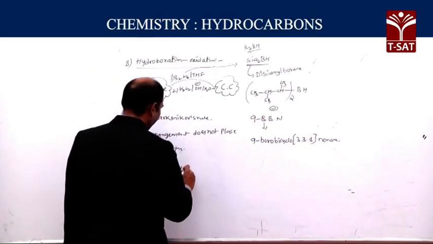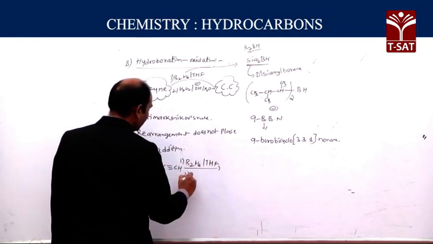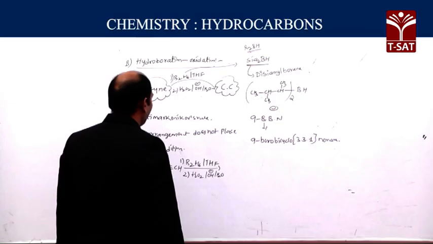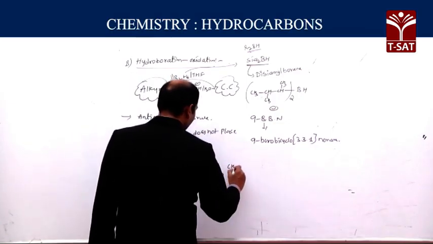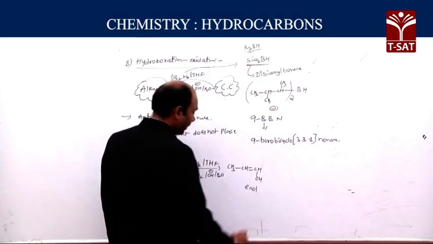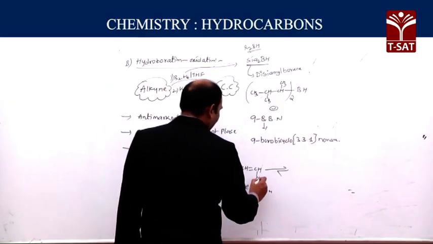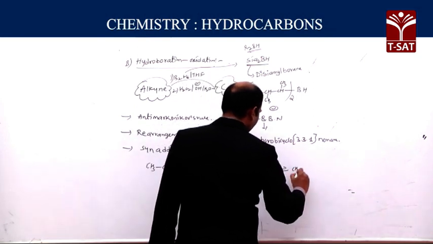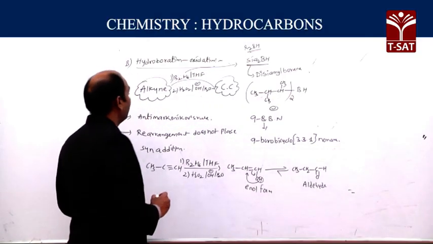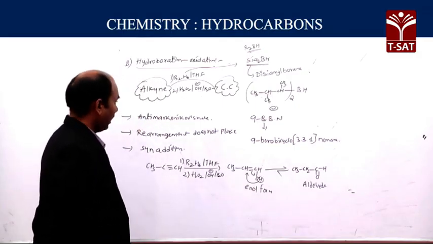Here, suppose we take B2H6 THF, this is the first stage, and the second stage is H2O2 with OH minus and H2O. So what happens here? This is converted into CH3 CH double bond CH OH, which is again the enol form. Enol form is less stable, so it undergoes a 1,3 proton shift. Here we get CH3 CH2 C double bond O H, an aldehyde is formed. In hydroboration oxidation, when an alkyne is treated with B2H6, THF, H2O2, OH minus, H2O, a carbonyl compound is formed.